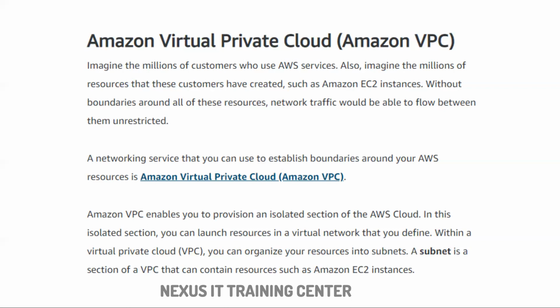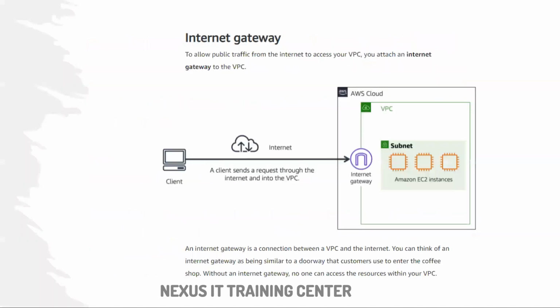Let's say meron kang 100 virtual machines nandun sa cloud. With VPC, you can put them in a single subnet, meaning all instances will be reachable. Okay? In a single subnet. Okay? Ano yung subnet? A subnet is a section of a VPC that can contain resources, okay, such as EC2 instances. So, first topic, medyo confusing to.